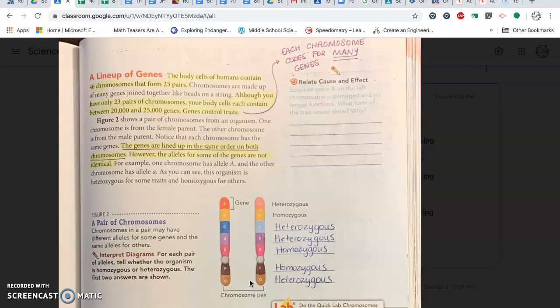So the human body contains 23 pairs of chromatids, or 23 chromosomes, right? 46 chromatids. They're saying 46 chromosomes, but it's really 46 chromatids that make up 23 chromosomes. A pair of chromatids makes up a chromosome. And that's going to be the first question for your Google form: what makes up a chromosome? What makes up a chromosome is a pair of chromatids. Okay?